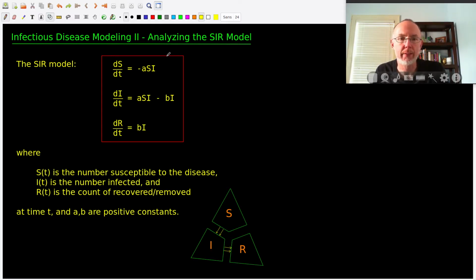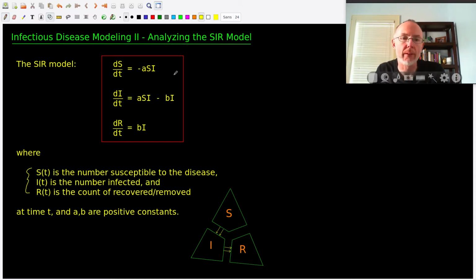In the previous video we talked about the basic SIR models, and if you will recall, they deal with a population of a fixed size that we split into three portions. We have people who are susceptible to the disease, people who are currently infected with the disease, and then people who have either recovered from the disease or are removed from the population because they've died.